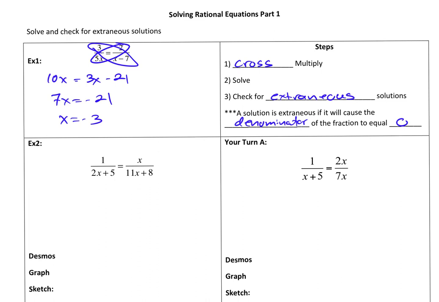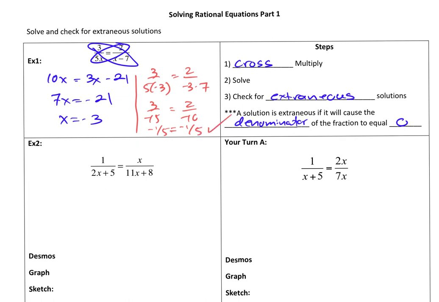All right, I'm going to go ahead and check it. I'm going to plug it into, again, the original expression. So we have 3 over 5 times negative 3. See if that's equal to 2 over negative 3 minus 7. Okay, so I have 3 over negative 15. That's supposed to equal 2 over negative 10. And if I simplify both of these, I get negative 1 over 5 on one side, and then negative 1 over 5 on the second side. So I know it definitely does work.